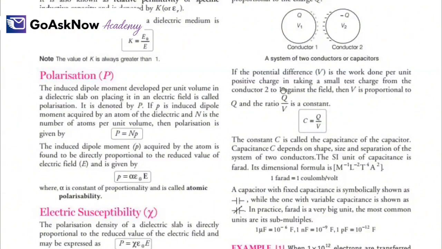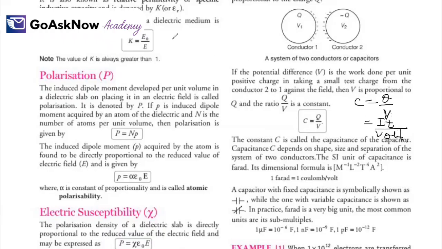So we can see that the SI unit of capacitance is called what? Farad. You should always remember that farad is the SI unit of capacitance. Its dimension formula is M^-1 L^-2 T^4 A^2. So you can find the dimensional formula of capacitance. Capacitance is Q by V, and Q can be written as I into T, that is current into time, upon volt, since the potential difference unit is volt. So just find out the dimension formula here.